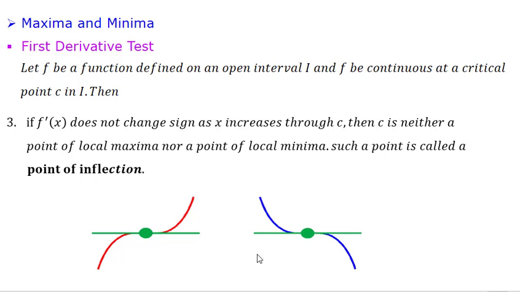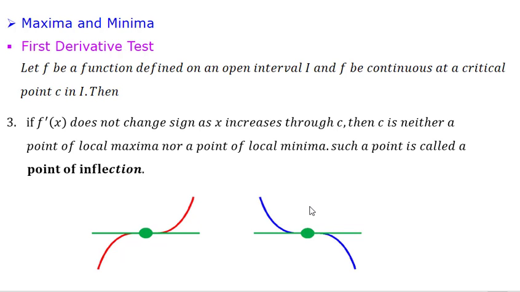Similarly here in this case, you can see the point of inflection. Towards the left, the derivative has a sign less than 0, and towards the right also f dash x is less than 0. So f dash x is not changing its sign, therefore your function is neither maximum nor minimum at this central point, and we say that this point is a point of inflection. So this is by the first derivative test.